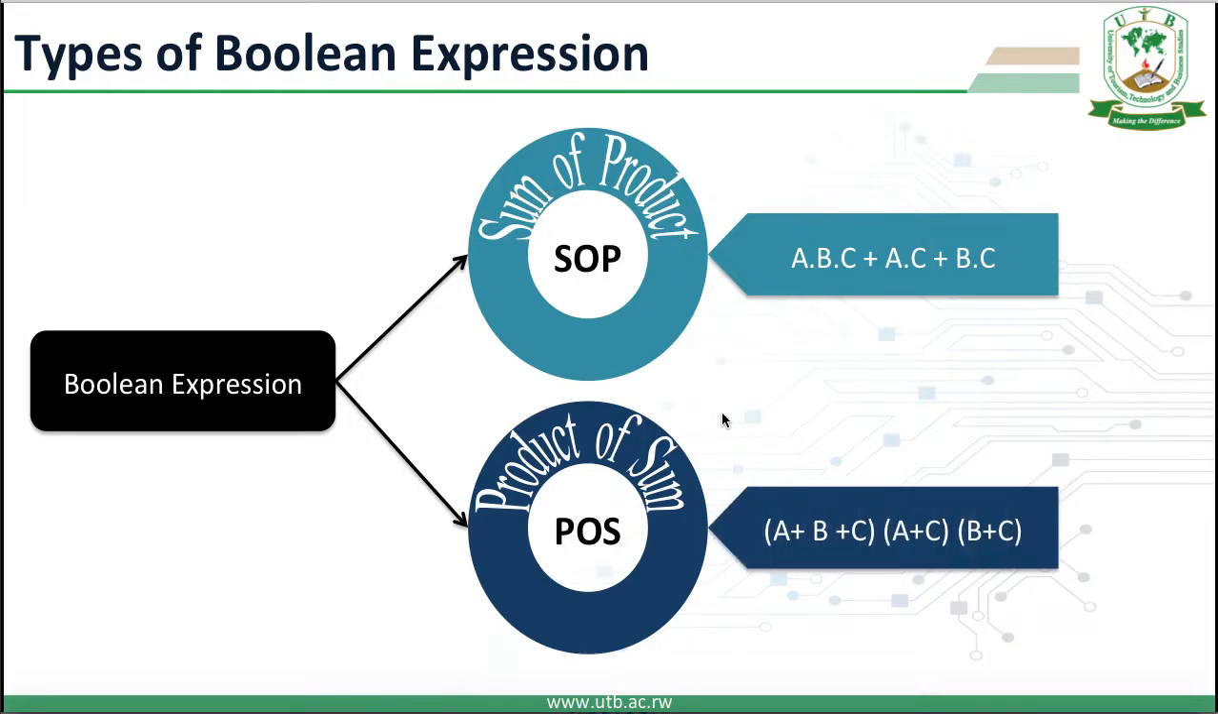Let us see another example, of POS. POS is the product of sum. You can see in an example, A plus B plus C. This is a sum term. Multiply, you can check on the pointer, A plus C multiply B plus C. So A plus B plus C is a sum, A plus C is another sum term, and B plus C is another. They have been multiplied, nothing but product. Product means multiplication. So this is a product of sum. These are the two different types of Boolean expression we have.